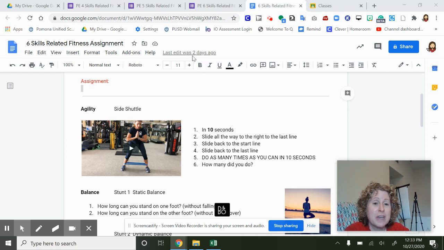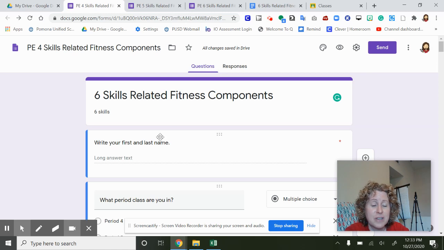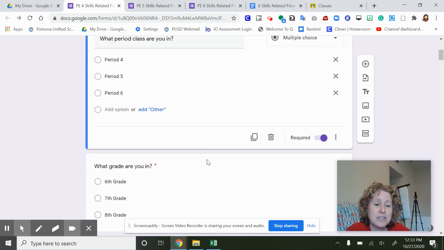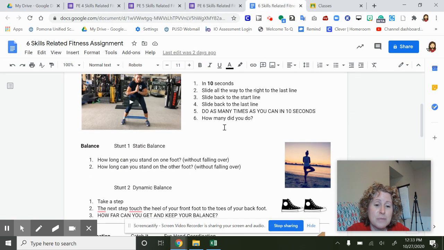Then I wanted you to go back to the Google form, which I have posted on the Google Classroom, and you'll put your answers in here. So it says agility side shuttle. How many times do you go all the way to the left and then back to the right? And then you let me know 1 to 2 times, 3 to 4 times, 5 to 6 times. And then after you do that one, you would go to the balance.